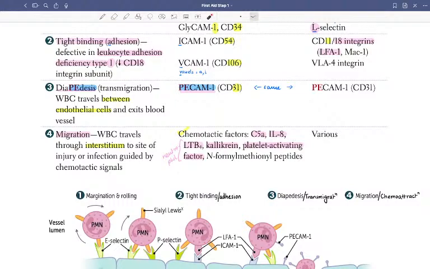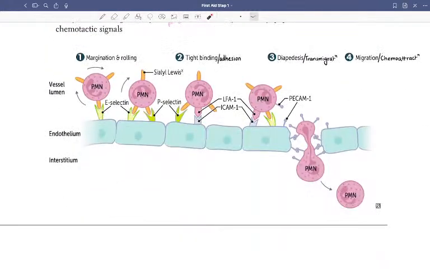Okay, next let's go back and see this. So margination and rolling: E-selectin, these are sialyl Lewis proteins. Margination and rolling is type 2 leukocyte adhesion deficiency; adhesion and binding is type 1 leukocyte adhesion deficiency. So LFA and ICAM, this is LFA ICAM.